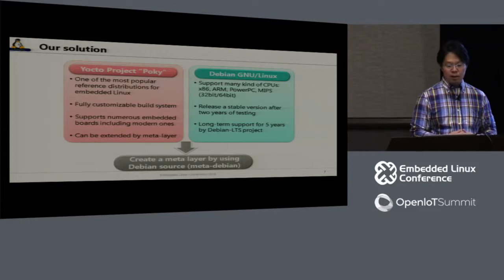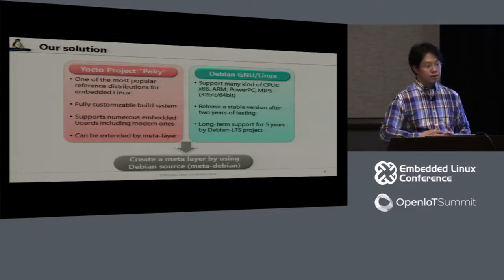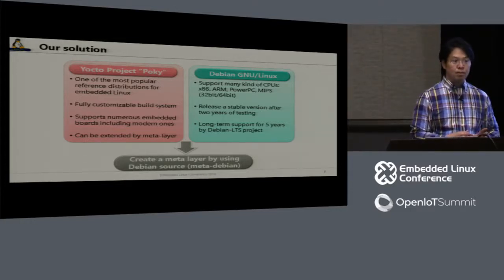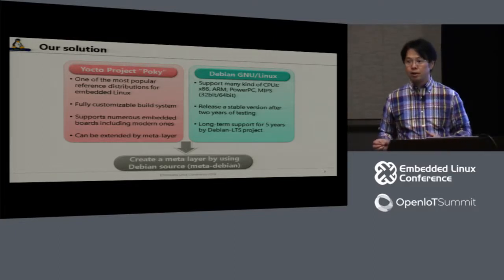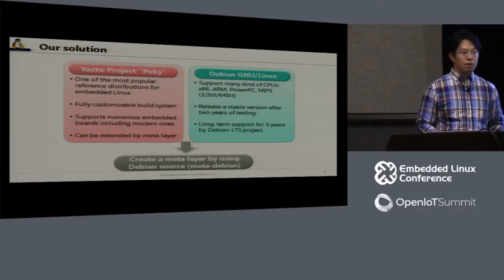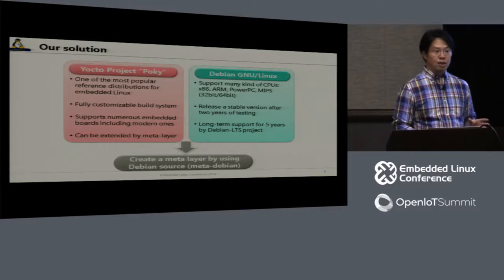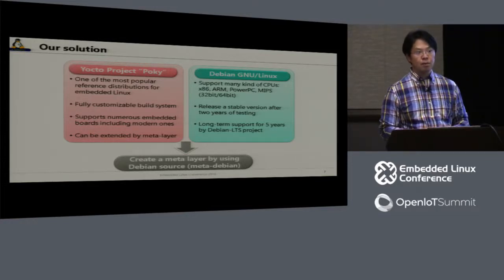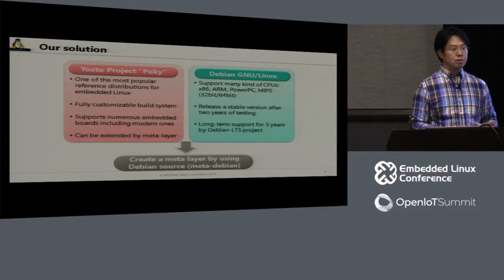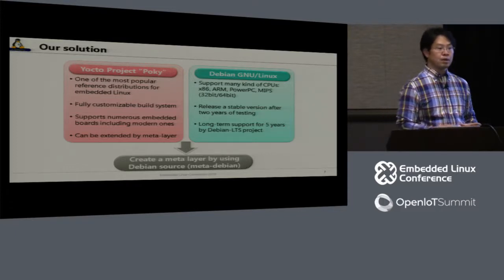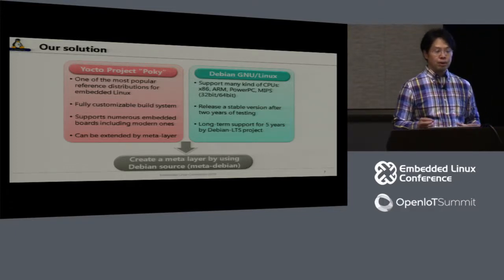The reason we chose Debian source code is that Debian already supports a wide variety of CPU architectures, which includes not only x86 but also ARM and PowerPC. Those kinds of CPUs are currently used in many products for civil infrastructure systems, such as power plants, power generation control, or something like that.